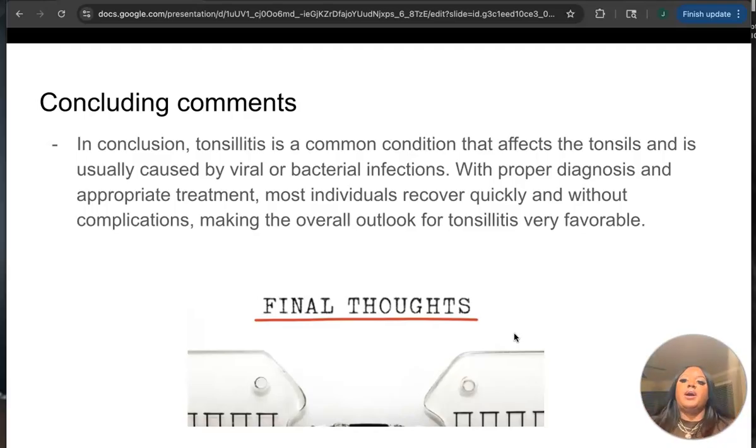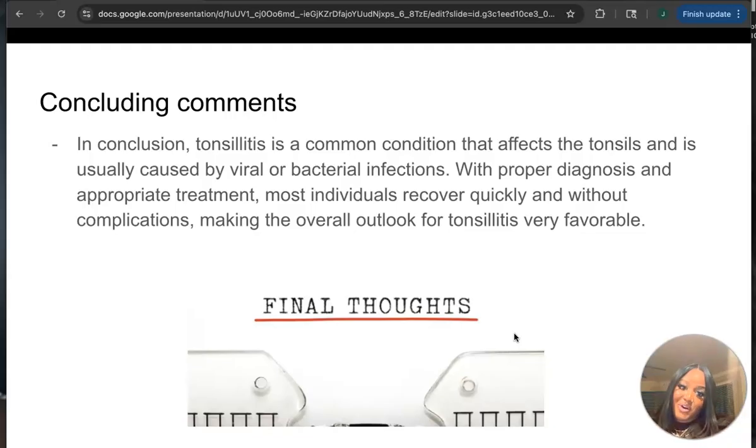So, for my comments, in conclusion, tonsillitis is a common condition that affects the tonsils and is usually caused by viral or bacterial infections. With proper diagnosis and appropriate treatment, most individuals recover quickly and without complications, making the overall outlook for tonsillitis very favorable.